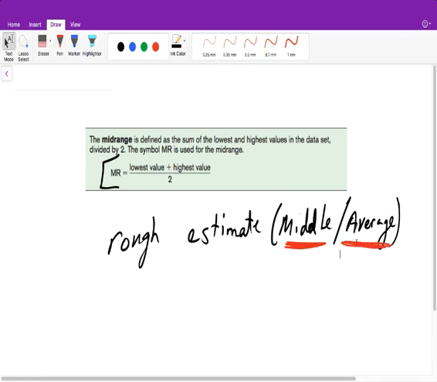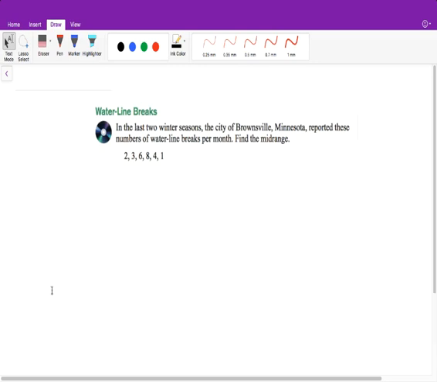All right, so let's go ahead and do a couple examples. If we were to find our mid-range for here, we would take our smallest number, which is 1, and our largest number, which is 8, so 1 plus 8, and we would divide it by 2. That is equal to 9 divided by 2, or 4.5.